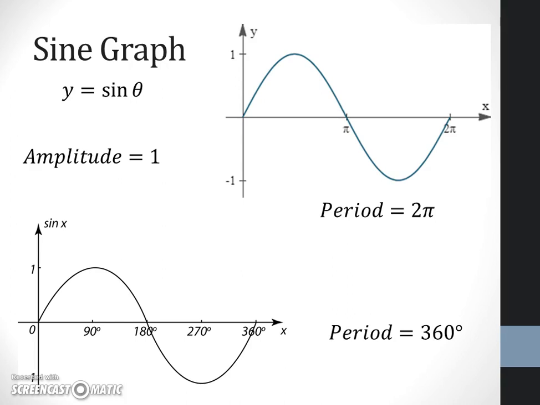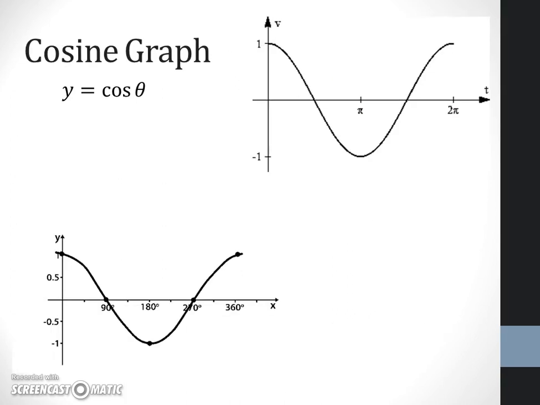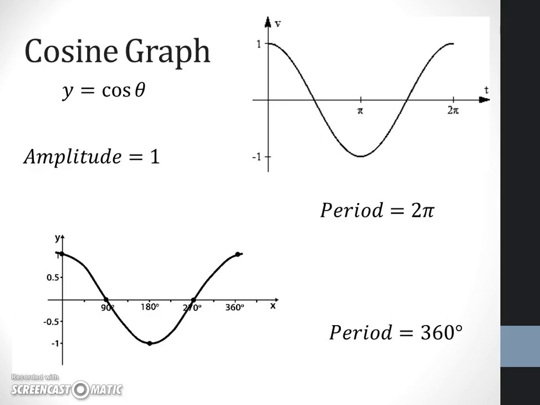Now the period's not always going to be the same here, but if it is just y equals sine theta, it will be these exact periods and amplitudes. But we'll show you how it changes later. The cosine does kind of the same thing. It has a curve. The amplitude is 1 still. The period is 2 pi and 360 degrees still.